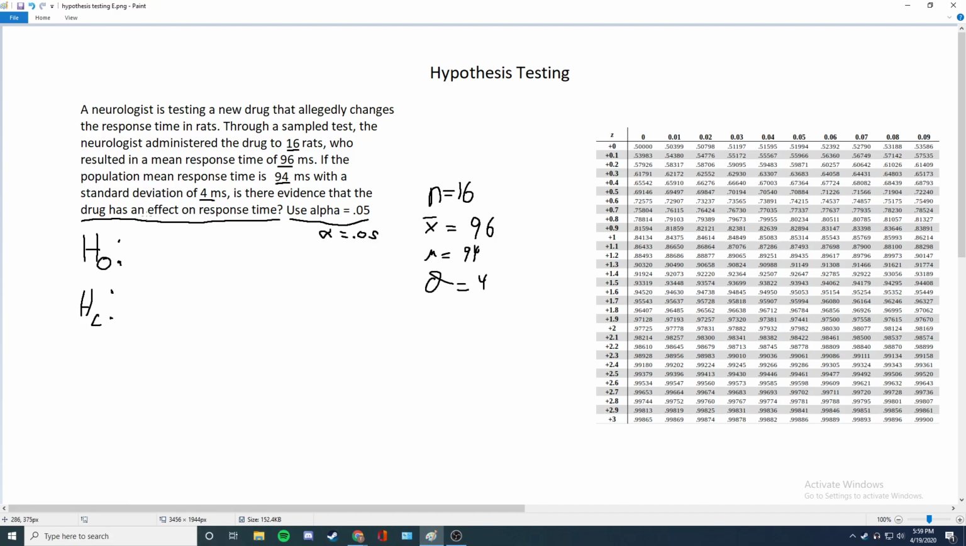So our null hypothesis, since we're testing to see if the drug has any effect, positive or negative, in this case we're testing to see if mu is equal to 94. Now for the claim, since we want to see if it has either positive or negative response, we can just say that mu is not equal to 94. So because of these hypotheses, we have to accommodate for that in our rejection region.